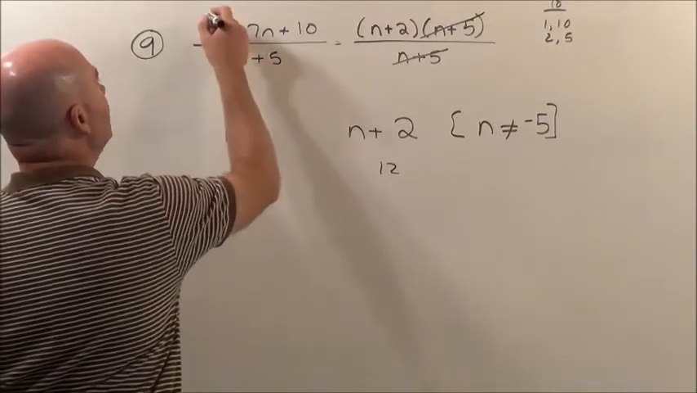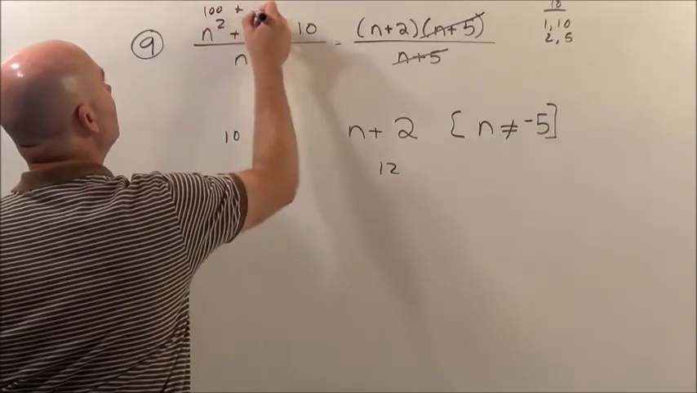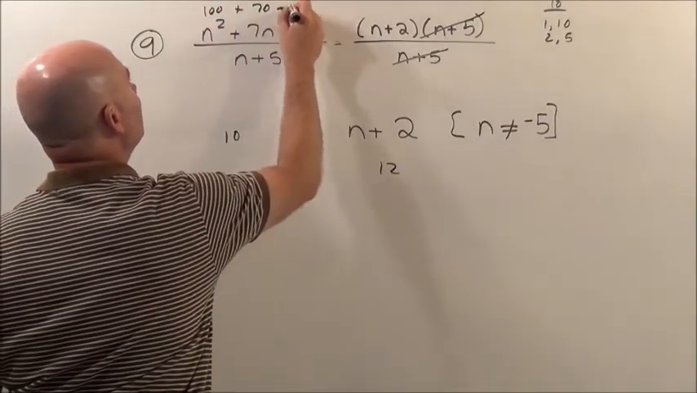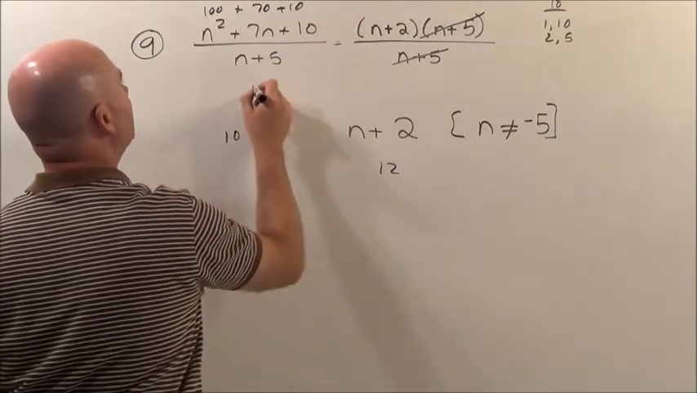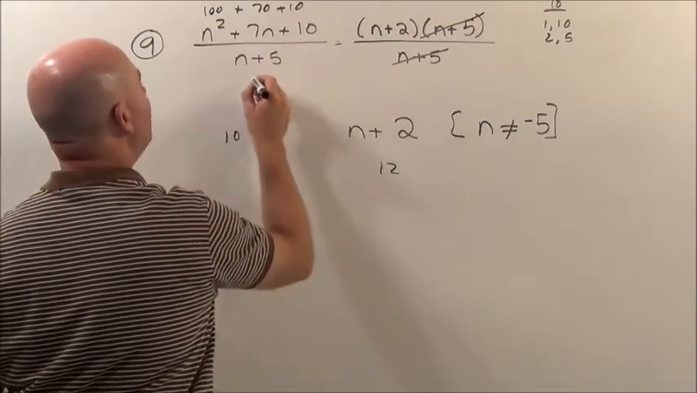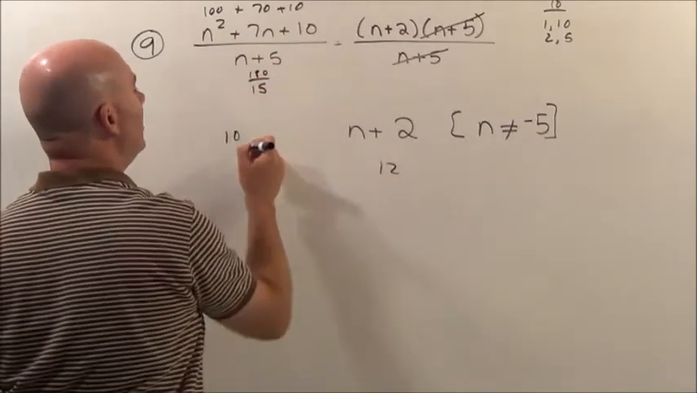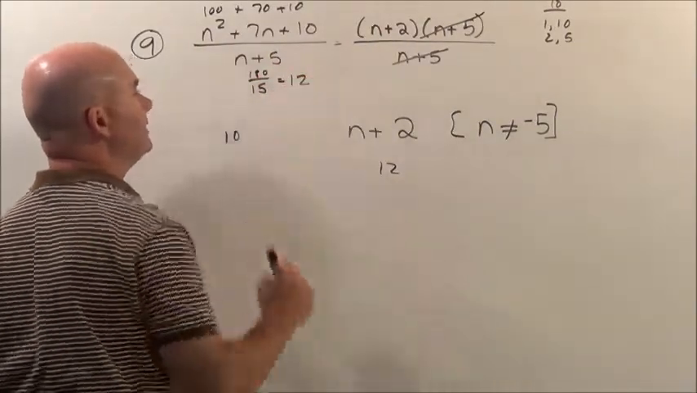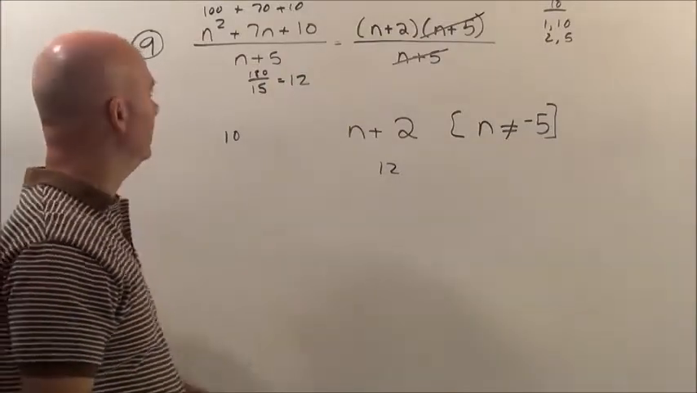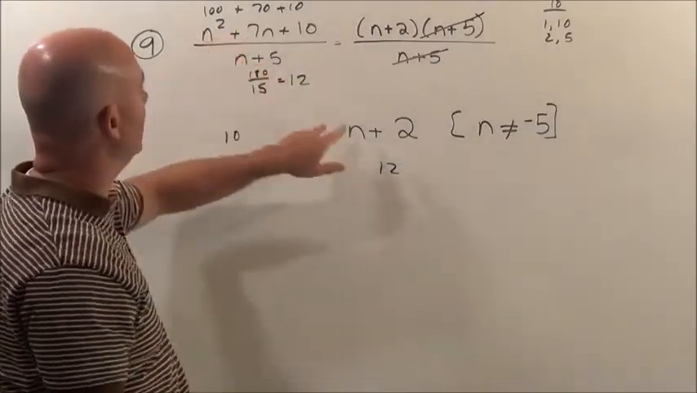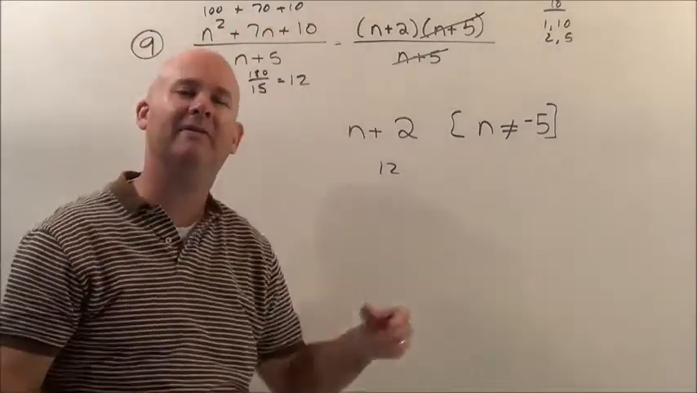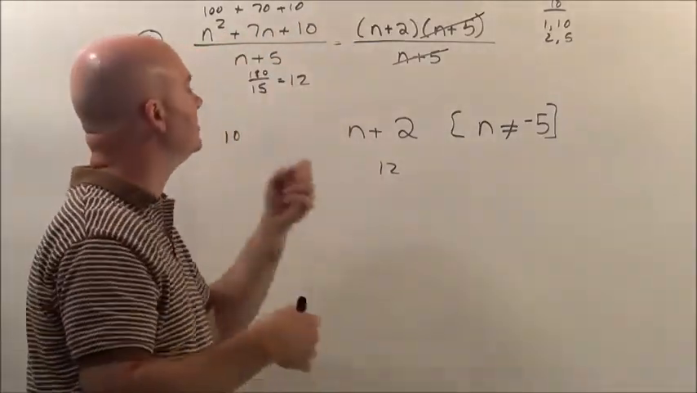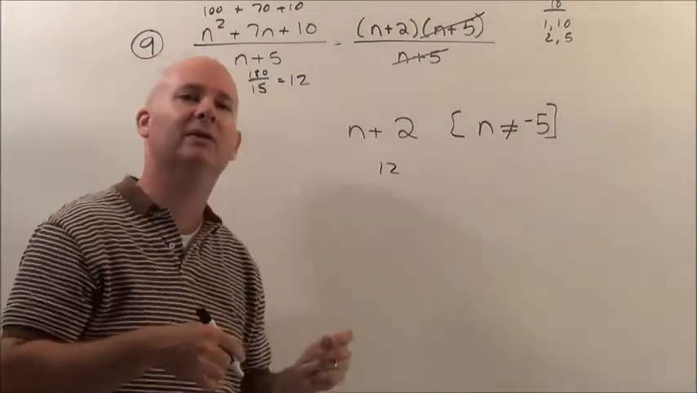If you plug 10 in, that's going to be 100 plus 70 plus 10, all divided by 15. Well, that's 180 divided by 15. And 180 divided by 15, guess what it is? It's 12. Well, I'd much rather plug 10 in here than in that equation there. That's why we simplify it, to get it to be simpler so that we can plug in a number and get an answer very quickly.